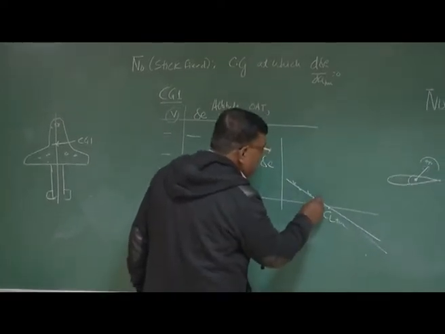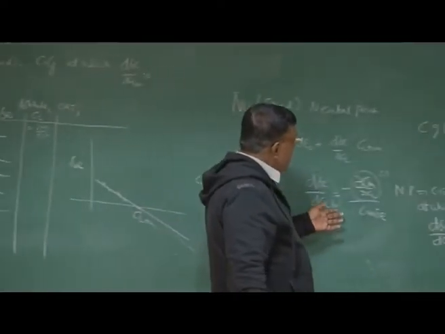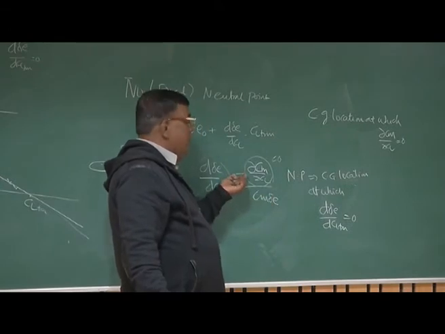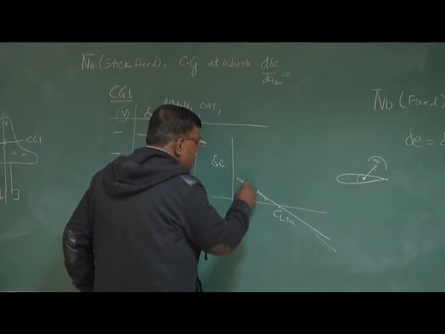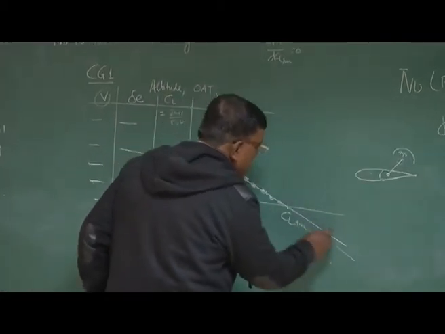say 5 points I have taken. Why should it be a negative slope? You know that d delta E by dCL, sign will be, this is negative, so positive, and this minus sign is negative. So you will get 5 points, say 1, 2, 3, 4, 5 points, join them and mark it.